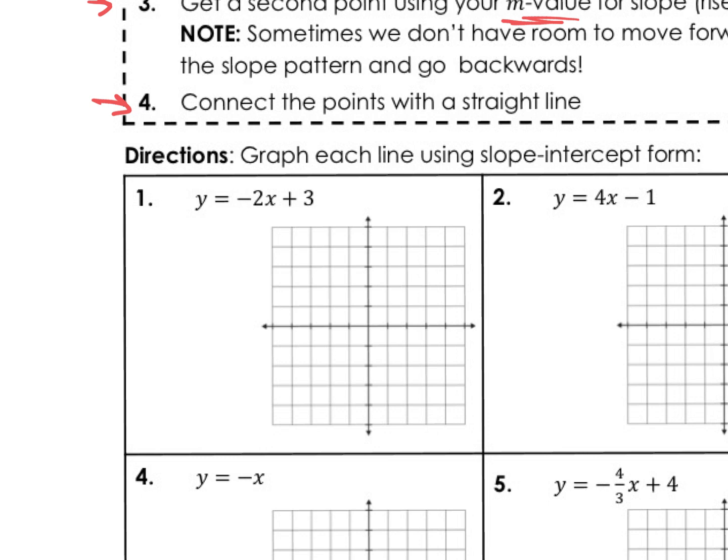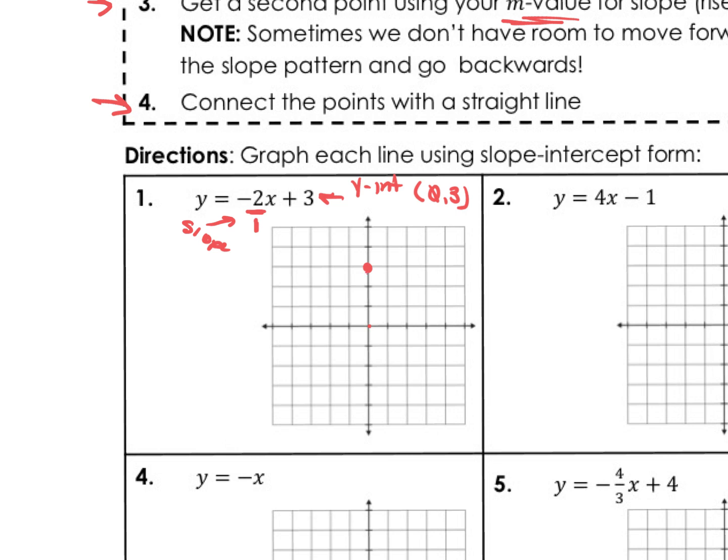This is the equation y equals negative 2x plus 3. We're going to turn our 2 into a fraction by putting a 1 under it, and that is the slope. And this is the y-intercept, and we're going to graph that at (0, 3). So we're going to start at the origin. (0, 3) is here. And then our slope is negative 2 over 1.